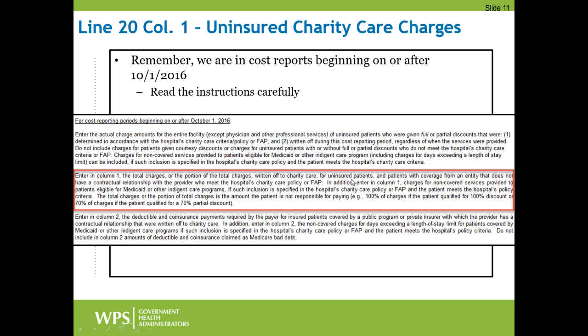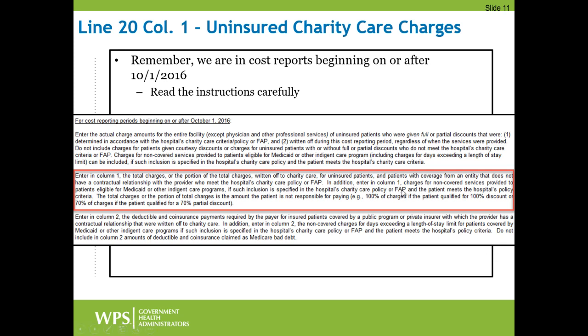Column 1 is for uninsured patients, as we said, but it also includes those patients with coverage from an entity that does not have a contractual relationship with the provider, assuming that also is in your charity care policy. So yes, the patient may technically be insured, but that insurance company is not accepted by your provider. You're not in their network or whatever the case may be, so they would be considered uninsured for these purposes.